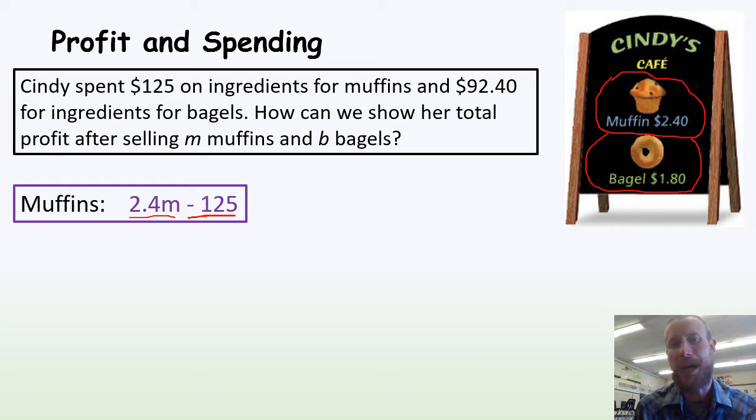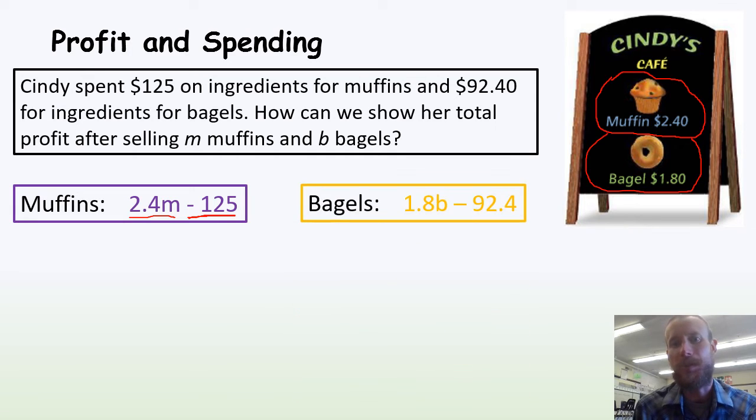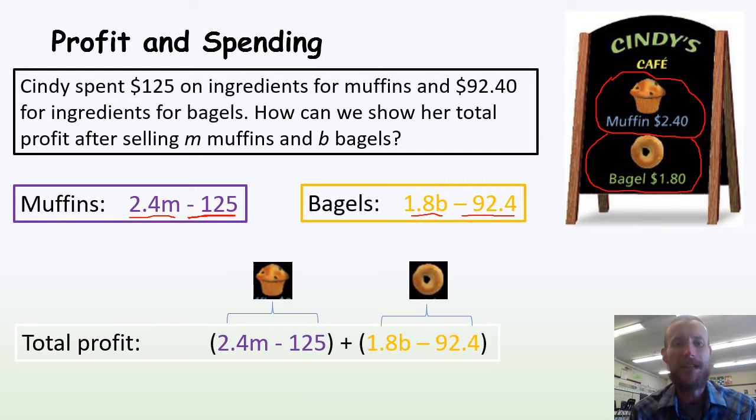What would it be for bagels? Well, starting with how much she's selling them for, $1.80 times B, the number of bagels, and then again, the negative 92.4, which is what she spent on materials, ingredients for the bagels. This would be her profit on bagels alone. Well, overall, she's got this bakery, this cafe. We want to add those two ideas together for her total profit.